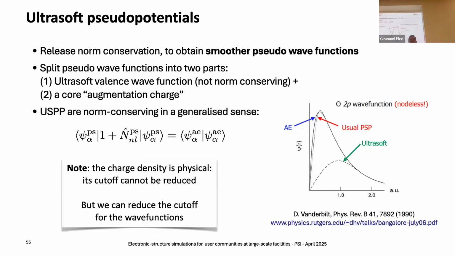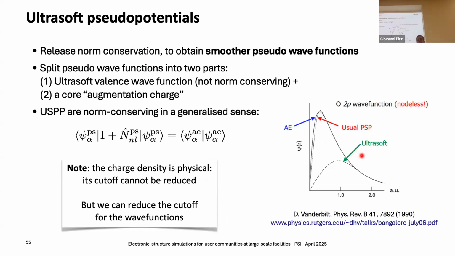Now, people said, okay, especially when calculation was very expensive, can we make it even better? Can we make even better pseudopotentials? And Vanderbilt came out with this idea of ultrasoft pseudopotentials, and they are used. So at least if you see the name, you know what it is.